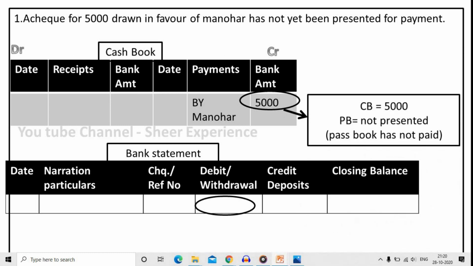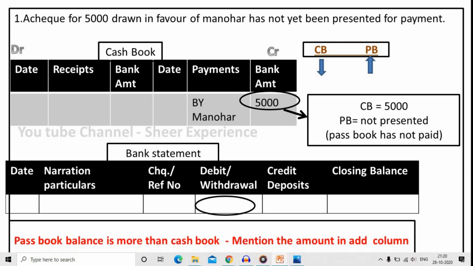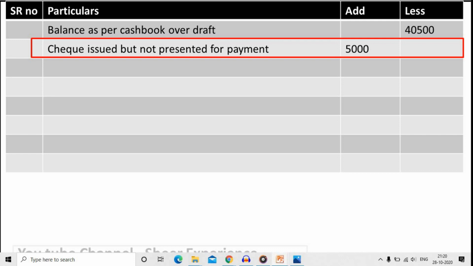The difference is 5,000. Since the difference is related to payment, the closing balance of the cash book is less than the passbook. When I am preparing the bank reconciliation statement as per cash book overdraft balance, then I have to refer or check the passbook balances. Here the passbook balance is more, so I will mention the amount in the add column. So 5,000 in the add column, and in the particulars column, check issued but not presented for payment.